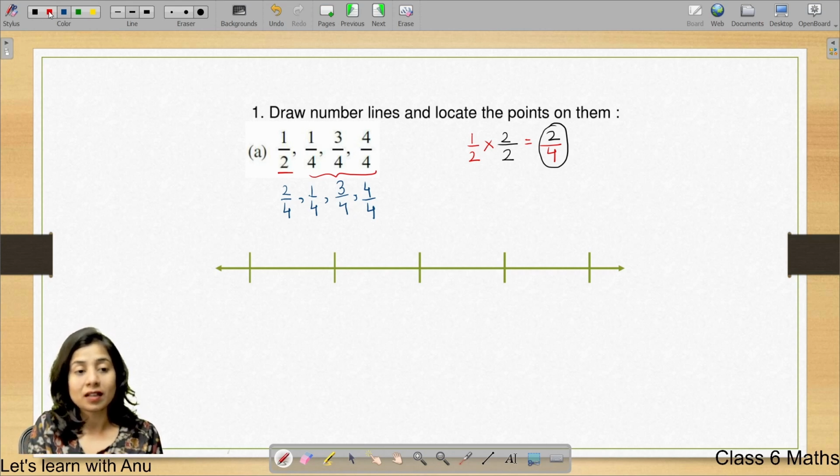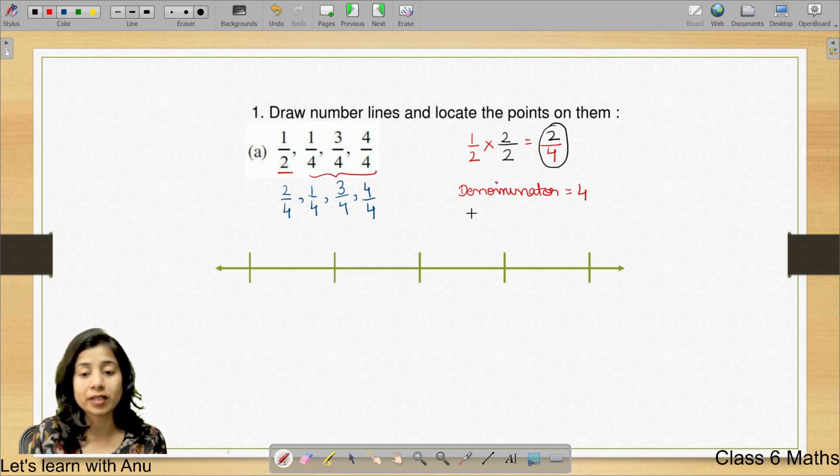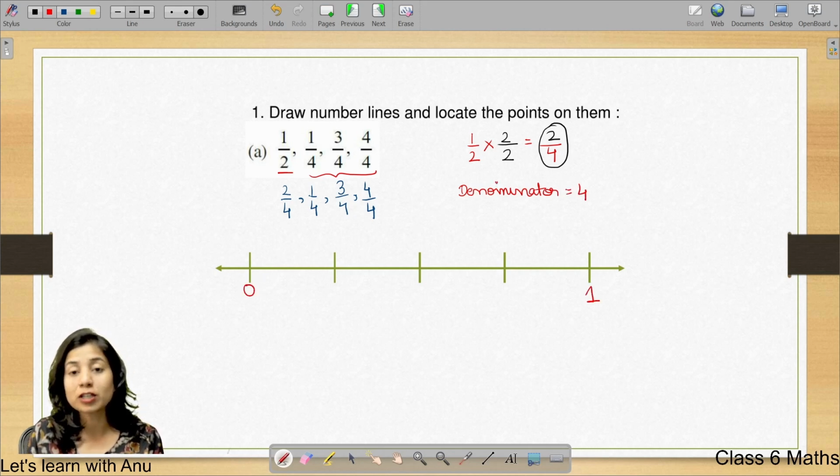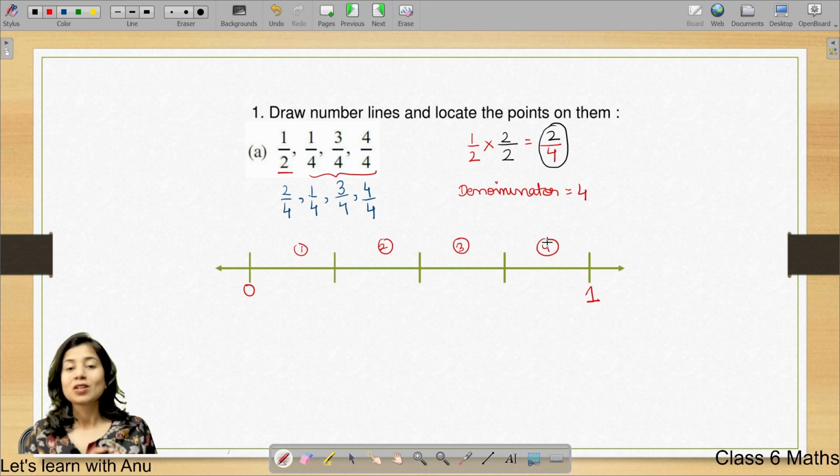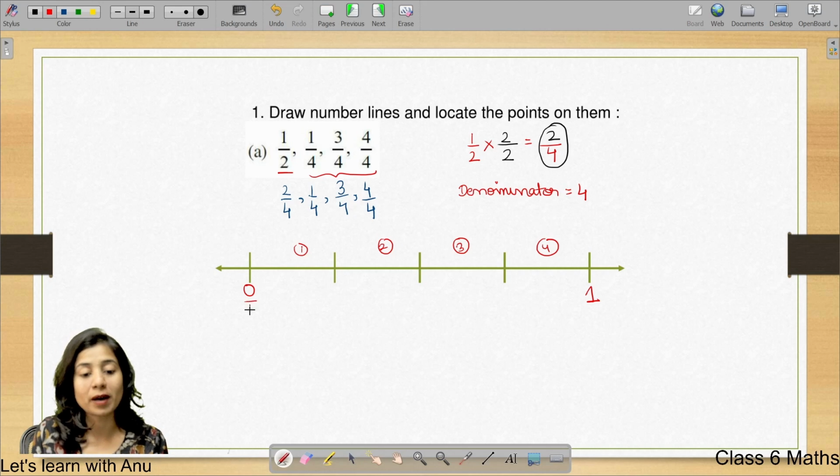Now the first step was to observe the denominator. So here the denominator is 4. Denominator is 4. So I'm going to divide the length between 0 and 1 into 4 equal parts. So this is 1, 2, 3 and 4. So the next is to plot the points. The first one is 0/4. Next is 1/4. 1/4 means one part out of total 4 parts.